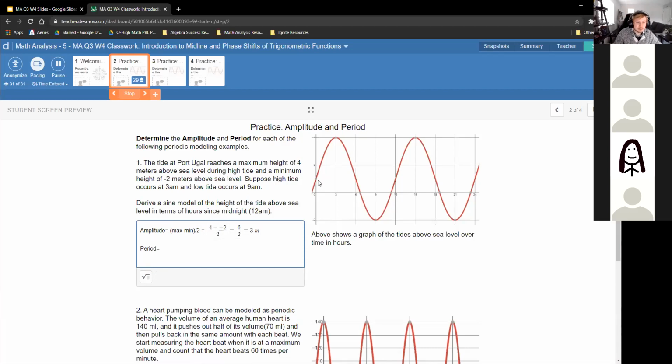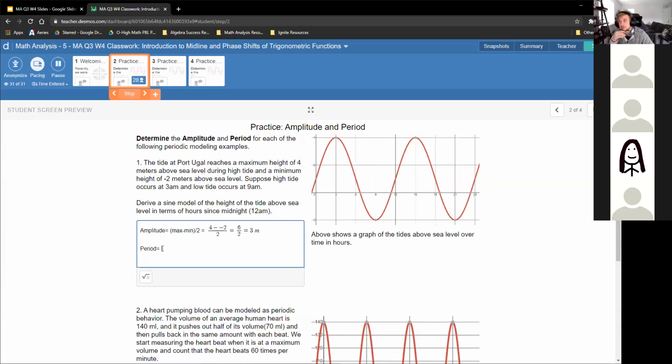And in fact, if you look at the graph, see how it seems like this is the middle, right here at 1. And look, it's going up 3, and it's going down 1, 2, 3 as well. So you can kind of see the amplitude in the graph.